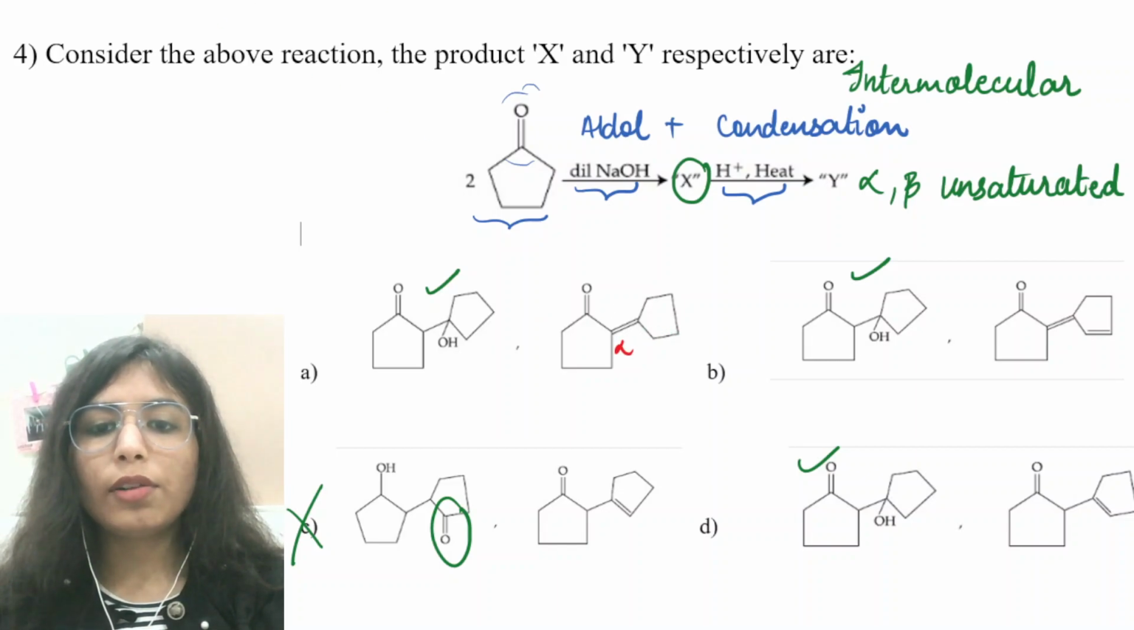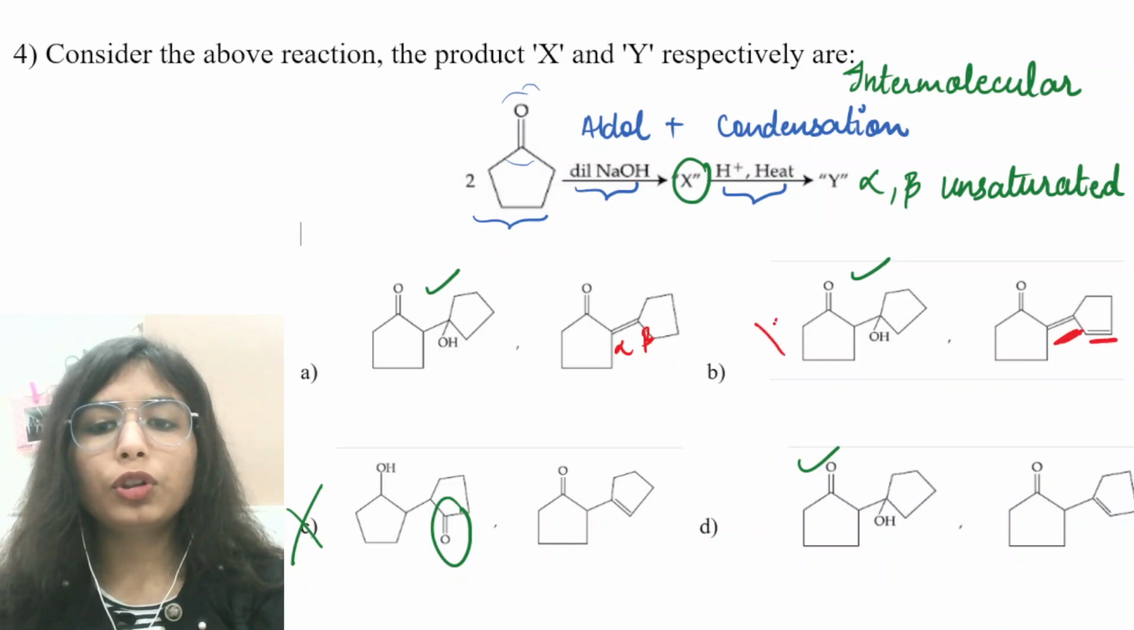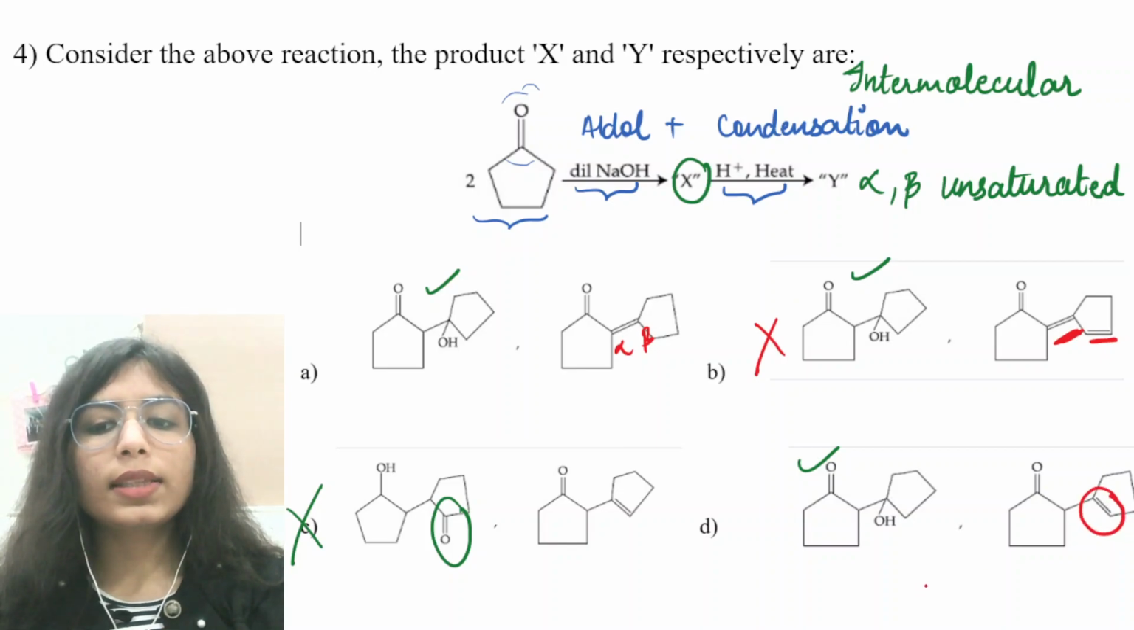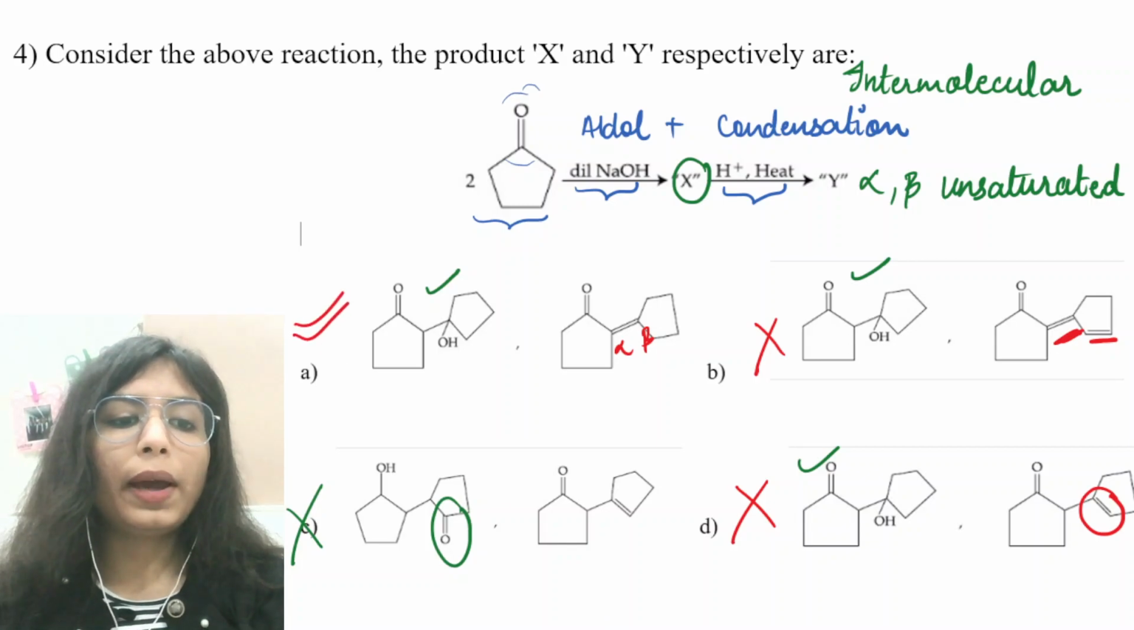So basically this is your alpha and this is your beta. This is your alpha beta unsaturated compound. Here two double bonds are given, so two double bonds are not formed, so therefore this option would be incorrect. And similarly here this is not alpha beta unsaturated compound, so this option would also be incorrect. So the correct option would be my A part.